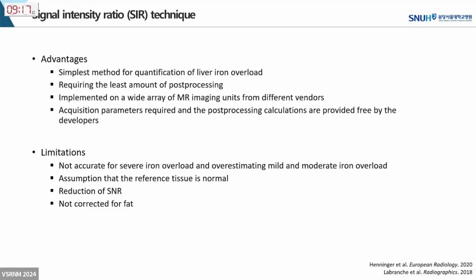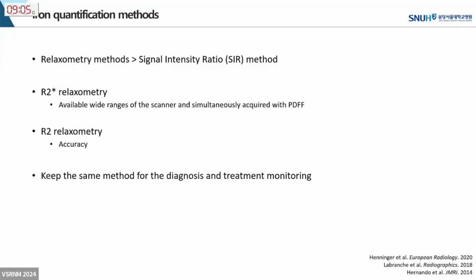It has benefits in terms of simplicity and generalizability, but has major drawbacks such as least accuracy and low SNR. The SIR technique is less accurate than relaxometry methods. Both methods have their advantages and disadvantages, but recently, the relaxometry methods have been favored over the SIR method.